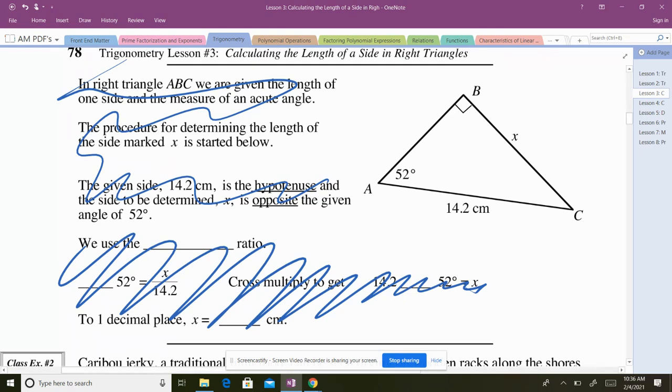Now, what angle have they given us? You cannot use the right angle. 52. So if you're here, where is the opposite side? So there's your opposite. What is 14.2? That's the hypotenuse. And just for completeness, that would be the adjacent. Okay. Then you ask yourself, what am I trying to find and what piece of information am I given?